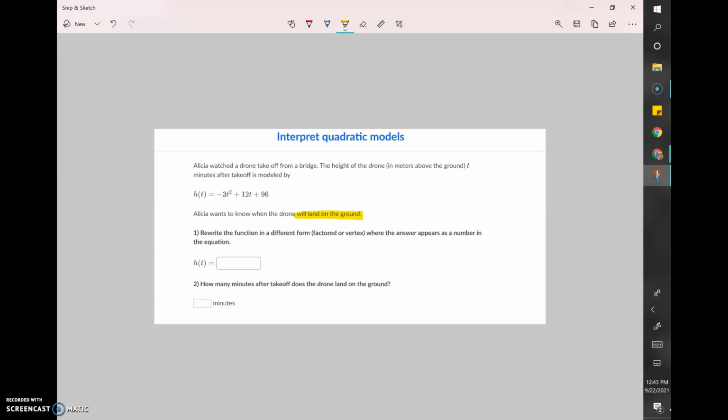Question 1, rewrite the function in factored or vertex form. We've got to figure out, based on what she wants to know, are we putting it in factored form or are we putting it in vertex form? Is she asking something that has to do with the max or the min, or is she asking something that has to do with zero, right? So when we think about the drone landing on the ground in this scenario, that would be a 0. So she's asking us to write this in a way that we can tell what the 0 is. So we've got to put this in factored form. So factored form is x plus u times x plus v.